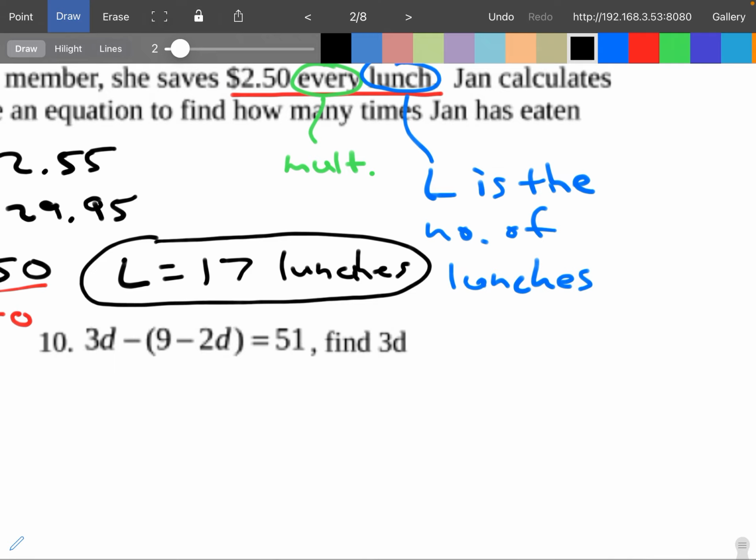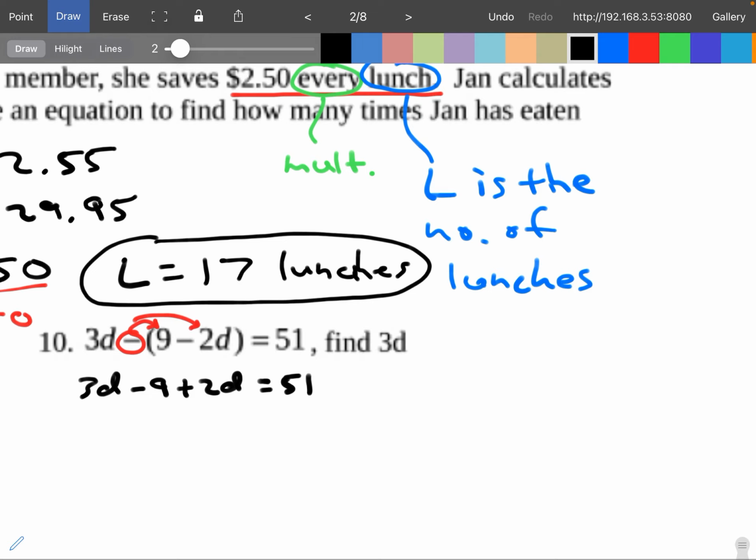So number 10. Who's got the first step on number 10? Distribute. Excellent. What are we going to distribute? The negative. Perfect. So that negative is going to get distributed, and like I said earlier, all that does is change the sign. So instead of a positive 9, you end up with a negative 9, and instead of a negative 2D, you end up with a positive 2D. Then you bring down that 3D in front, and that's equal to 51 still.